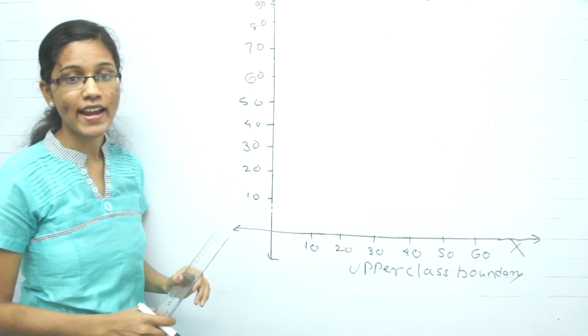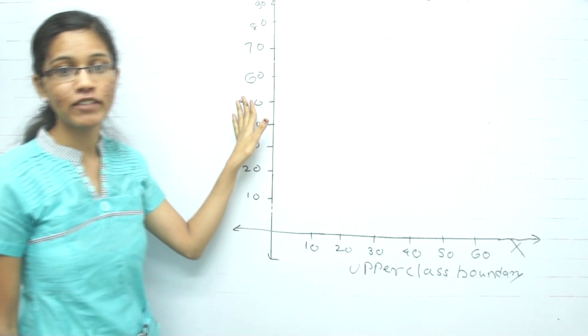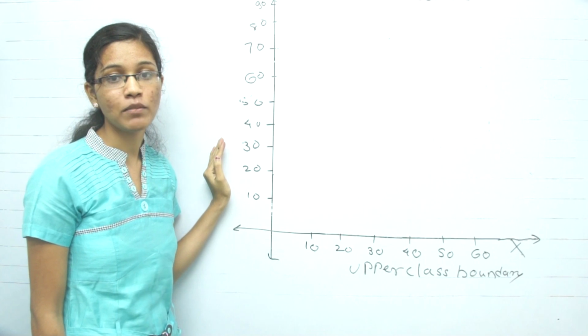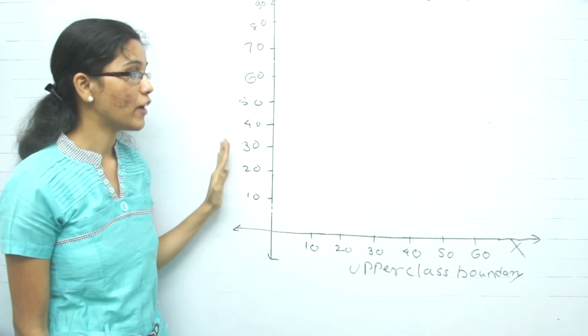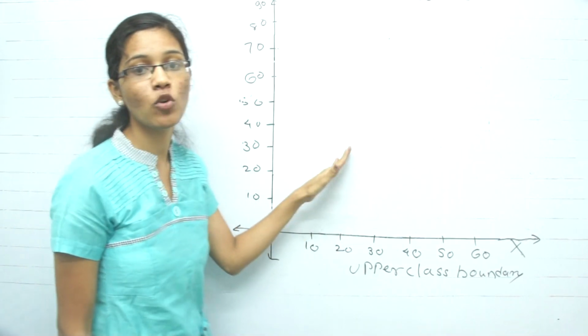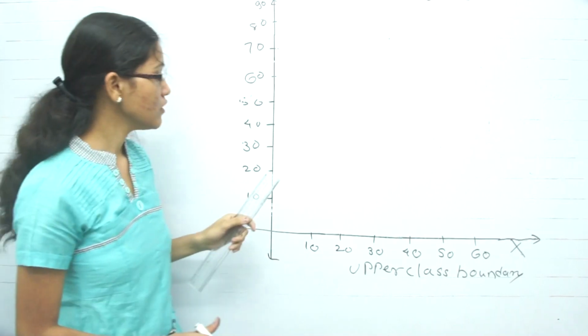Take the upper class boundary on the x-axis and cumulative frequency on the y-axis. Plot the cumulative frequency against the corresponding upper class boundaries and join the points by a smooth curve. We get the ogive. There are two types of ogive, that is more than ogive or less than ogive.